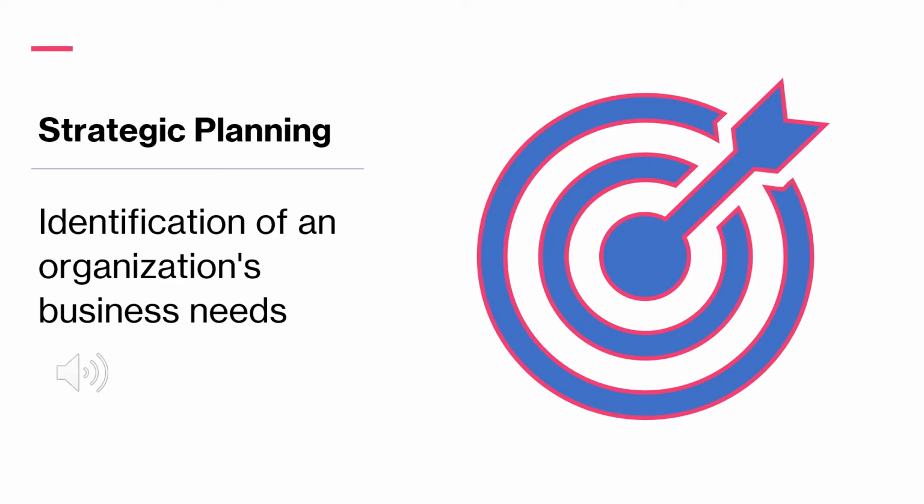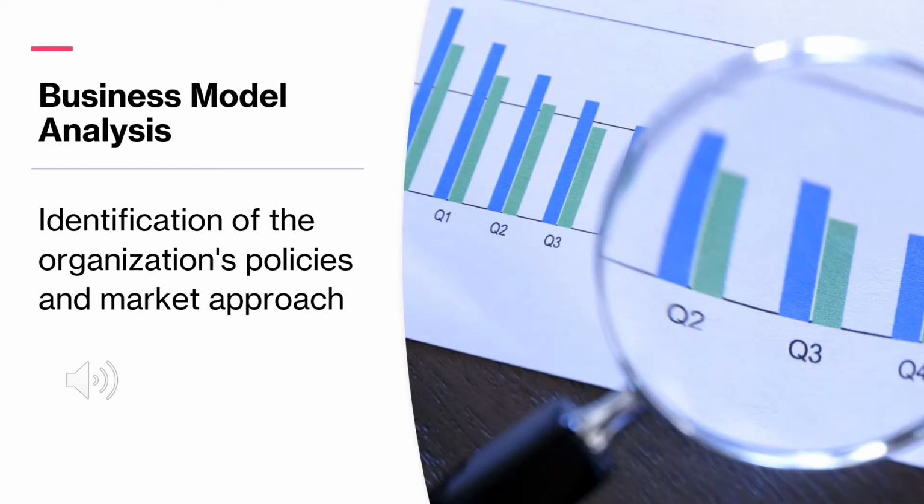The first is strategic planning. The definition they give is identification of an organization's business needs. I think a good way of thinking about this is the best way to plan for the future. What is their ultimate goal for the future, and how should they best go about achieving that future goal?